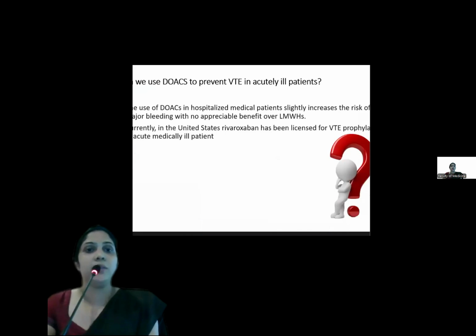Okay, can we use DOACs to prevent venous thromboembolism in acutely ill patients in our day-to-day setup? It's still a bit of a gray area. What they have found is that, compared with our usual practice of using low molecular weight heparin, if you use a DOAC, the efficacy is the same, but there's a slight increase in bleeding risk. However, currently the US has approved rivaroxaban for this indication, but in Sri Lanka we are still trying to stick to low molecular weight heparin for this particular indication.